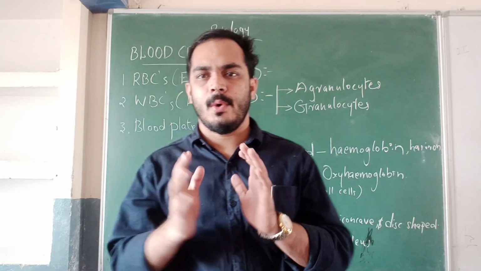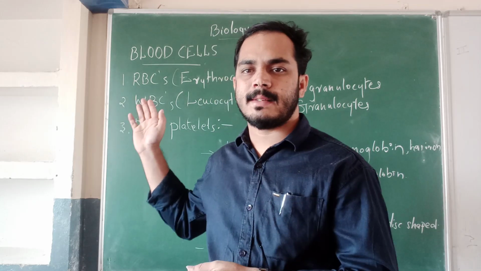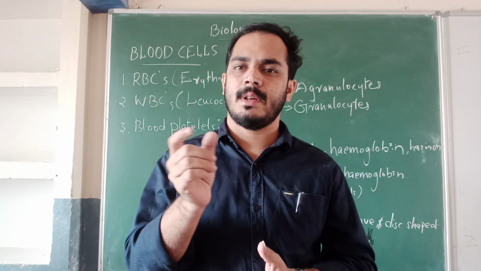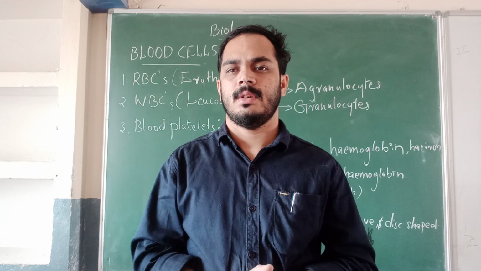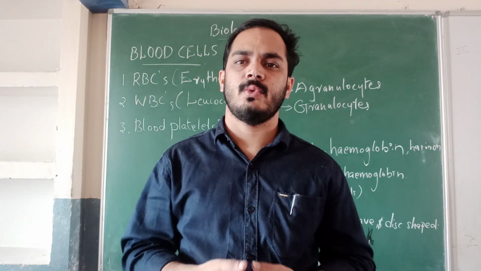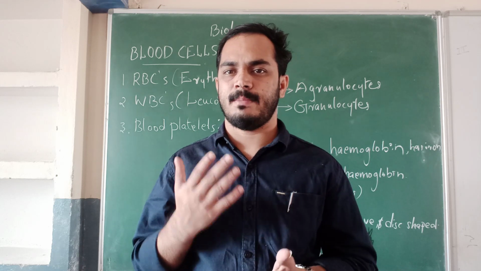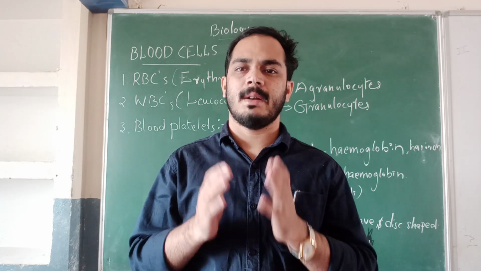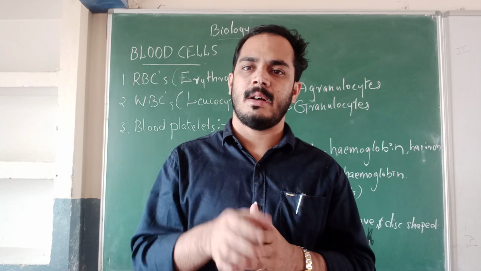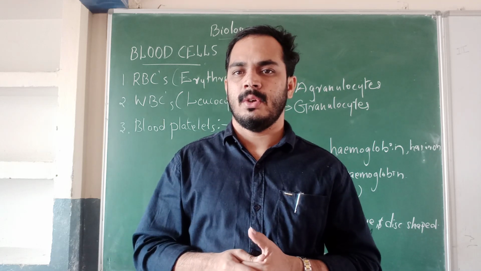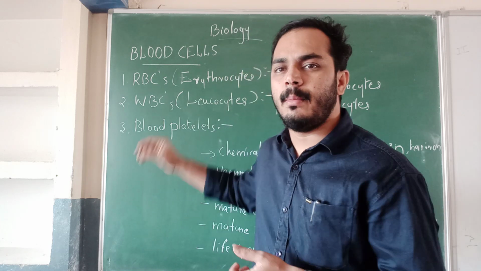Today I am going to explain the topic blood cells from the chapter circulatory system. In the previous class I already explained to you what is meant by circulatory system, what is blood, and what is plasma. Blood contains two parts: one is plasma and the second is blood cells. Today I am going to explain the topic blood cells.